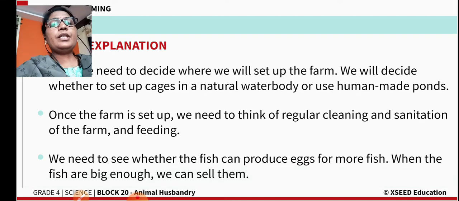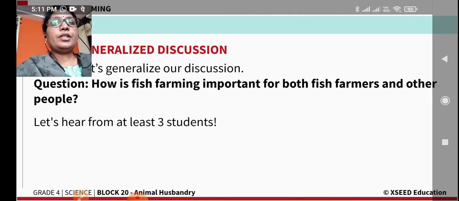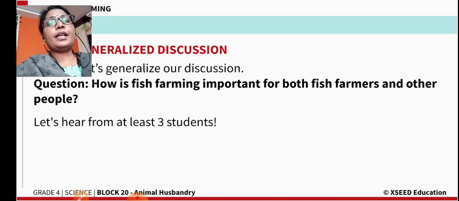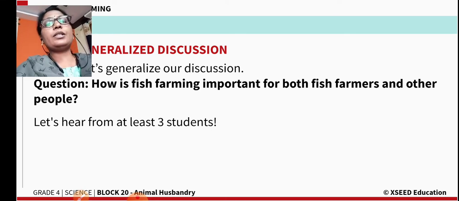We need to see whether the fish can produce eggs for more fish. When the fish are big enough, we can sell them. So, like that, the fishes should also produce the eggs. The egg rearing is also done in the fish farming.